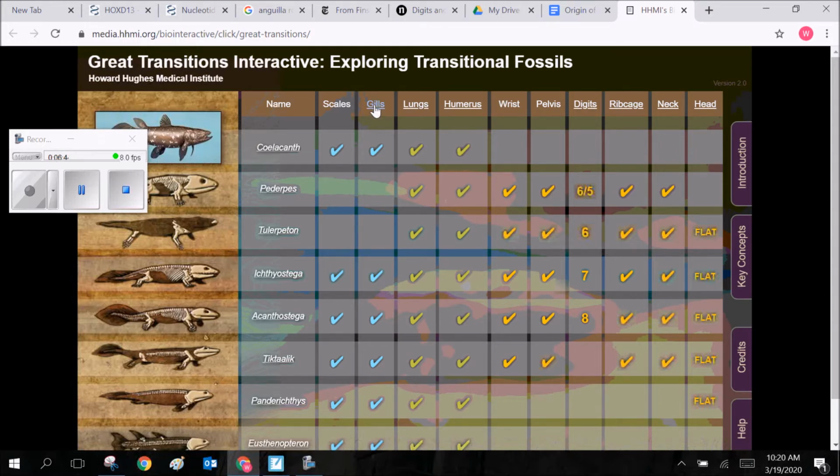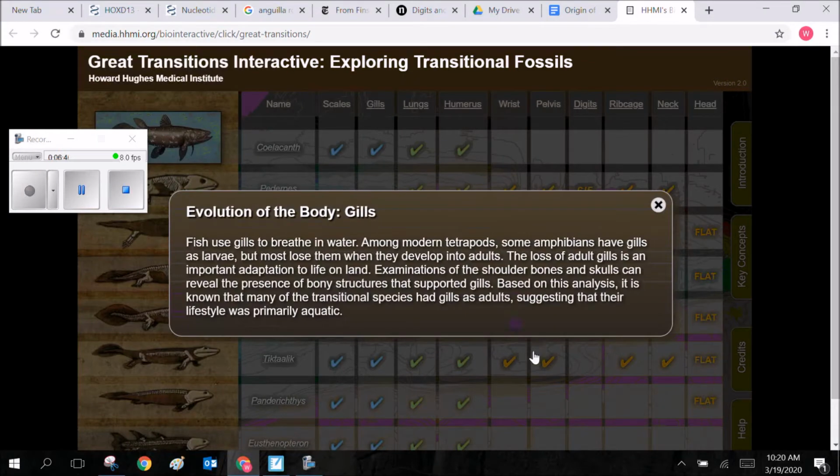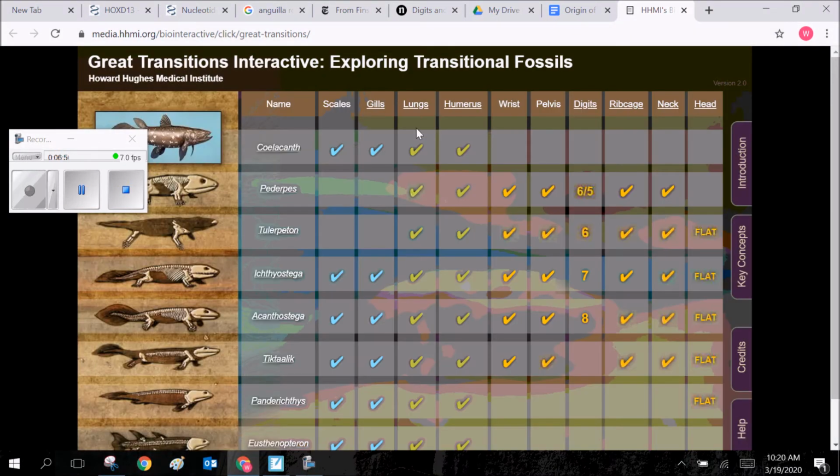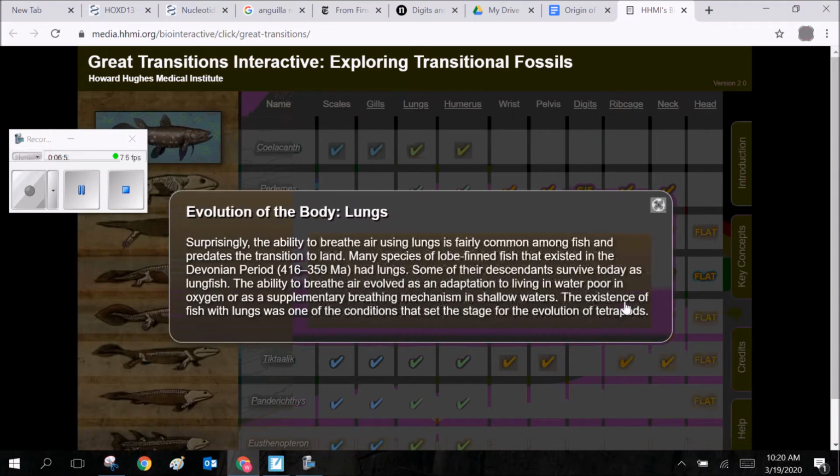Okay, so let's look at gills. You can pause the video. Let's look at lungs. You can pause the video. It's cool to me that the ability to breathe air happened before we actually had terrestrial or land-living organisms. That's cool to me.